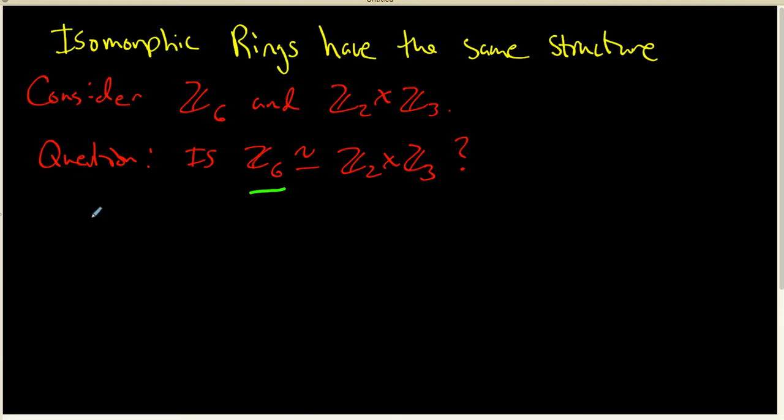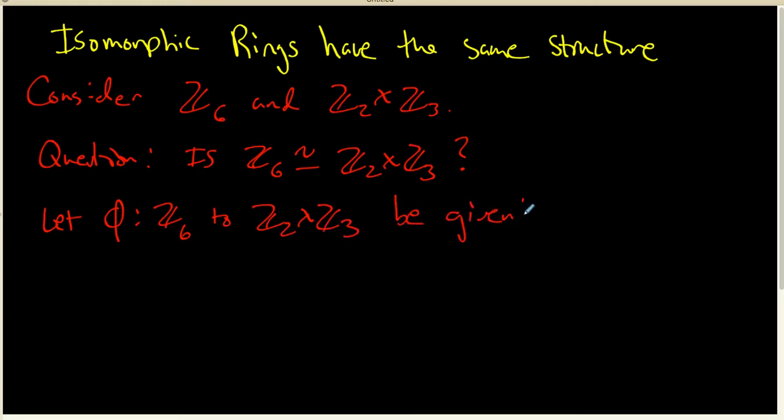So what I'm going to do is say let phi go from Z6 to Z2 cross Z3 be given by the following. First of all, phi is going to send the 0 in Z6 to the 0 in Z2 cross Z3. And we already know that any ring homomorphism is going to have to send the 0 to the 0, so we'd better have that, otherwise there's no way this can be an isomorphism.